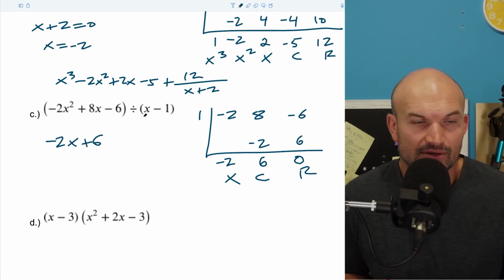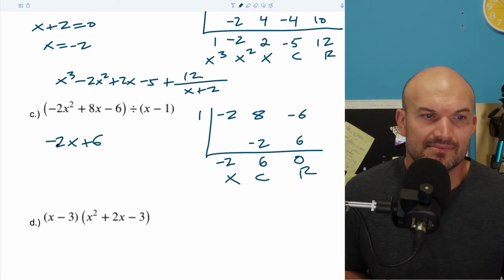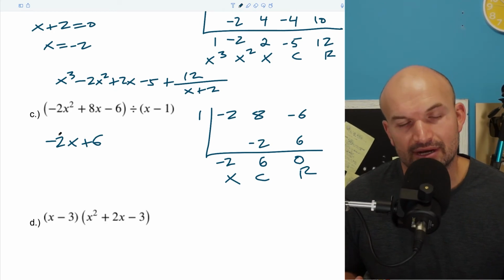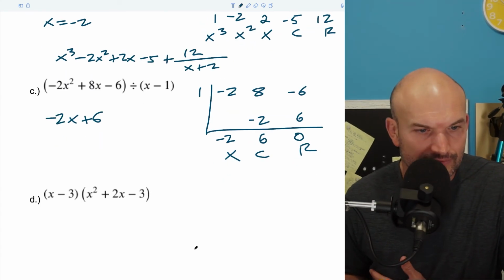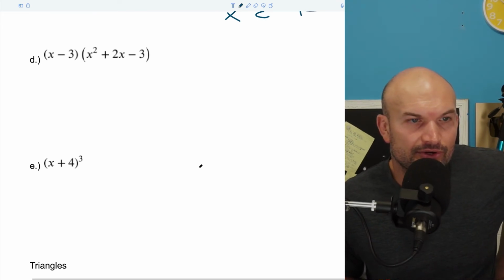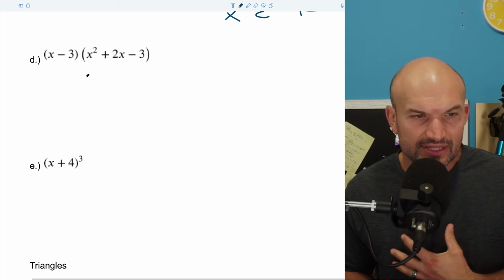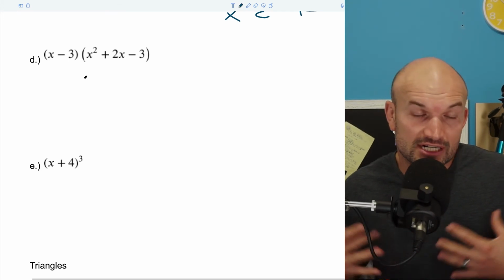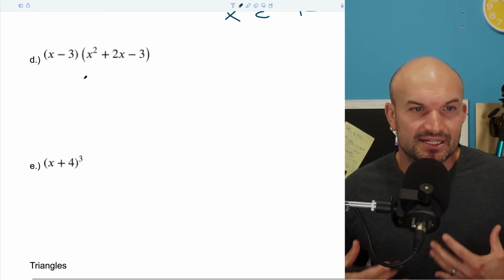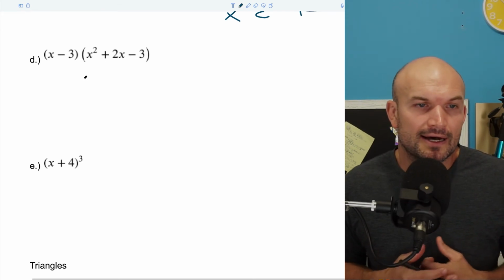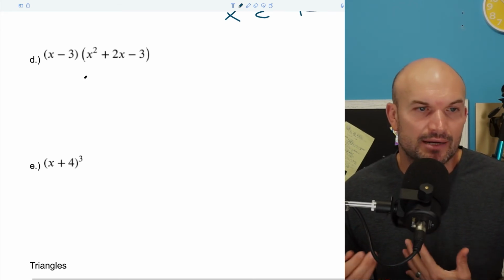Okay. And basically what that means again is x minus 1 times negative 2x plus 6 is going to equal that, right? So that's that understanding of that. All right, let's just go through a couple more examples of expanding our binomials or expanding polynomials, because that's going to be something really helpful for you to make sure that you can do rather effectively.